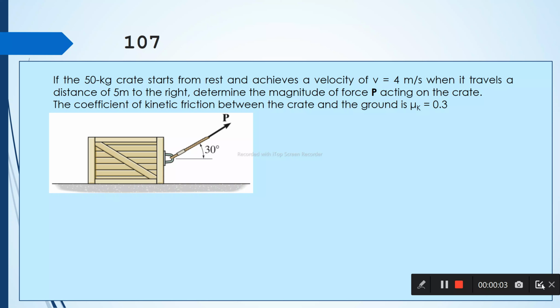Finally, we are already in our seventh and last problem for our kinetics of particle discussion. So far, we started from horizontal motion with constant force, then horizontal motion with an increasing force that is a function of distance or displacement and a function of time. And then we have a simple incline, and then a combination of an incline and the projectile.